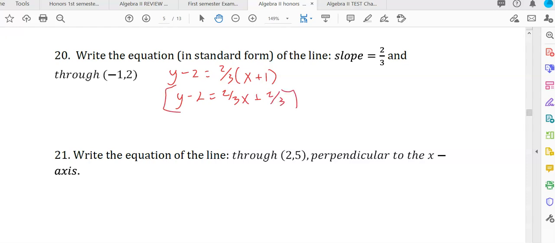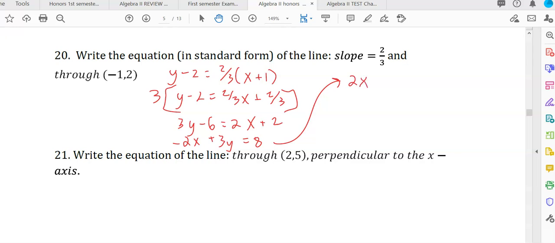Multiply everything by the denominator of 3. So you get 3y minus 6 equals 2x plus 2. Almost there. Okay, let's get x on the left-hand side, the 6 on the right-hand side. So we're going to subtract 2x and add 6. So we get negative 2x plus 3y equals 8. Divide by negative, because you want that first term to be positive, so you get 2x minus 3y equals negative 8.